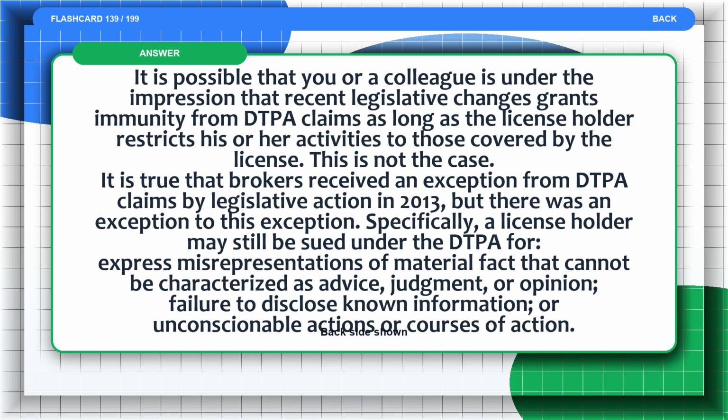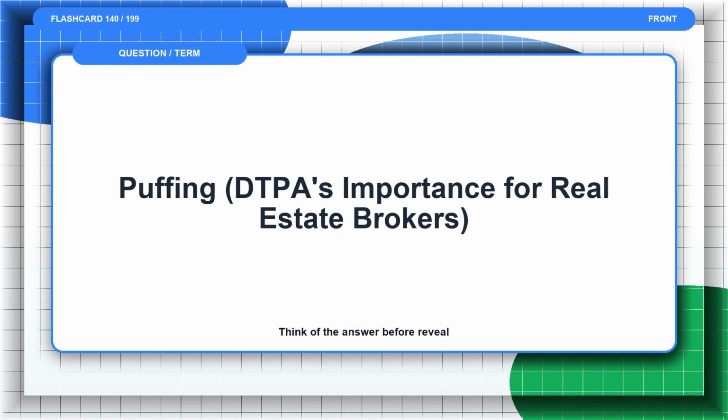It is true that brokers received an exception from DTPA claims by legislative action in 2013, but there was an exception to this exception. Specifically, a license holder may still be sued under the DTPA for express misrepresentations of material fact that cannot be characterized as advice, judgment, or opinion, failure to disclose known information, or unconscionable actions or courses of action. Flashcard 140. Puffing. DTPA importance for real estate brokers. Pause and think of the answer before the reveal.